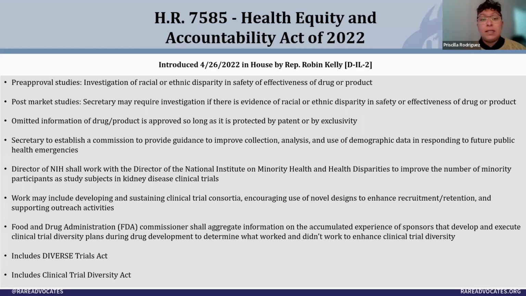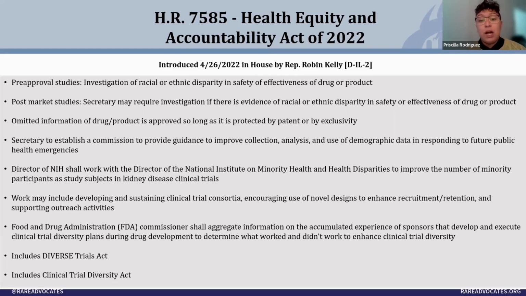So racial and ethnic disparity in safety or effectiveness of a drug or product is to be investigated for pre-approval studies. For post-market studies, the Secretary may require investigation if there is evidence of racial or ethnic disparity in the safety or effectiveness of a drug or product. The Director of NIH should also work with the Director of the National Institute of Minority Health to improve the number of minority participants as study subjects in kidney disease clinical trials. So that is specifically for kidney disease clinical trials only.